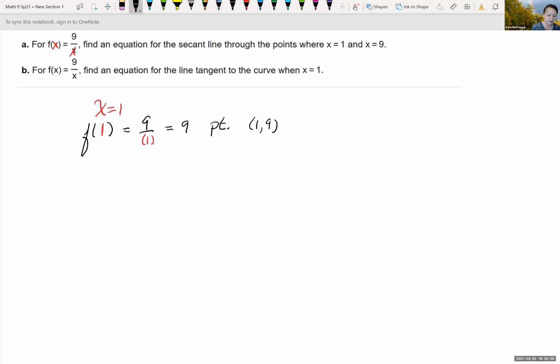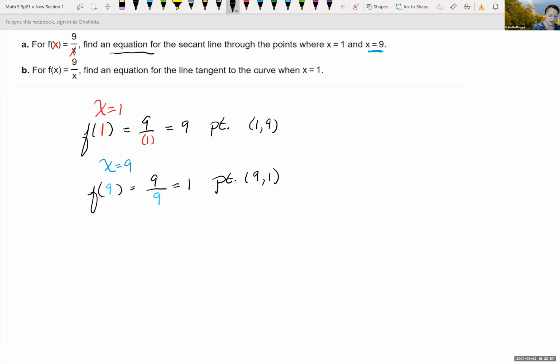So we want to do the same thing now, and we want to look at it when x is equal to 9. And so when x equals 9, we're looking at f of 9. And this is equal to 9 over 9. Plugging in 9 wherever we see an x. And this is equal to 1. So we have a point here when x is 9, y is 1.